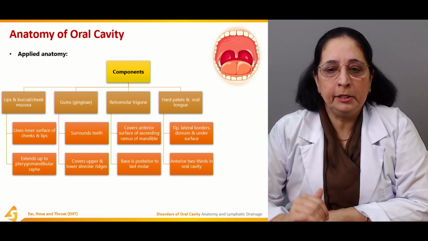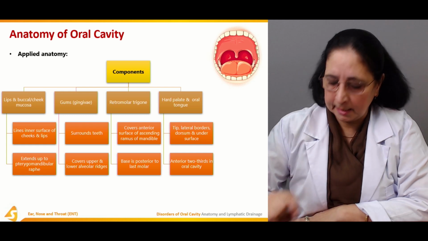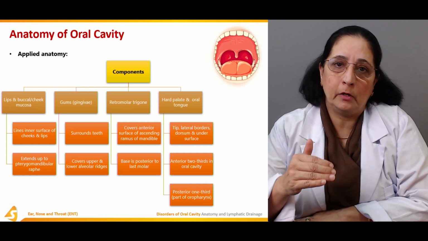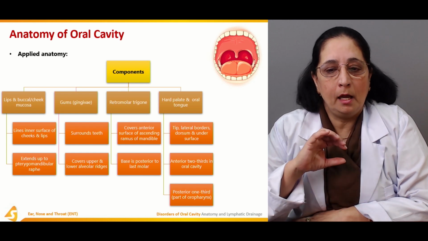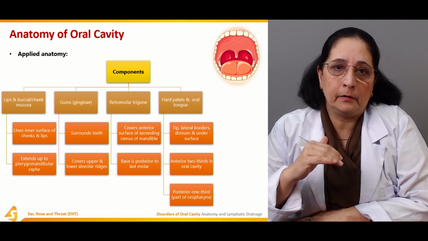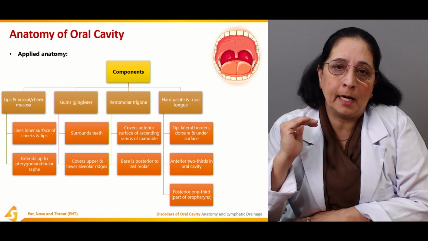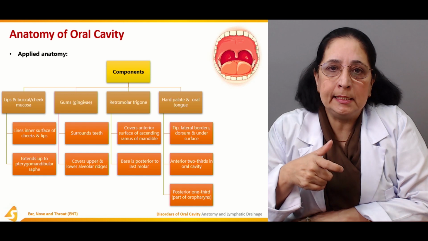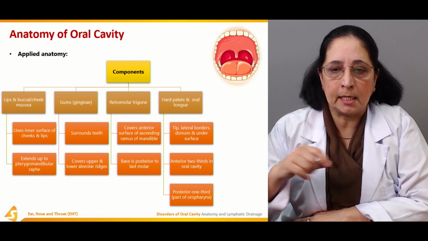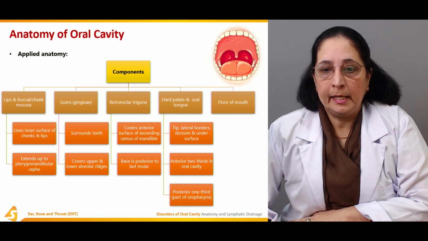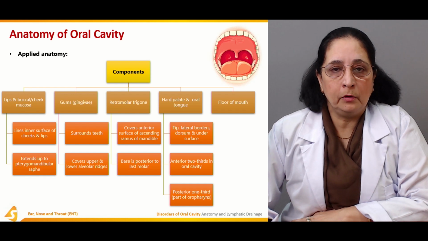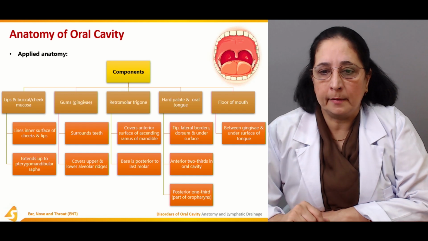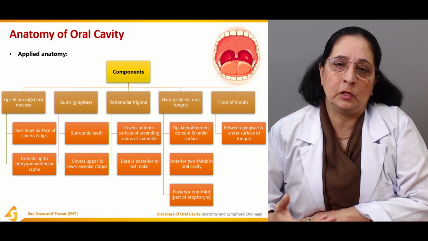So the anterior two-thirds of the tongue is in the oral cavity, and the posterior one-third of the tongue is in the oropharynx, or part of the oropharynx, which is behind the oral cavity. So the oral tongue is the anterior two-thirds of the tongue. Then the floor of the mouth is between the gingiva, or the gums, and the under surface of the tongue.